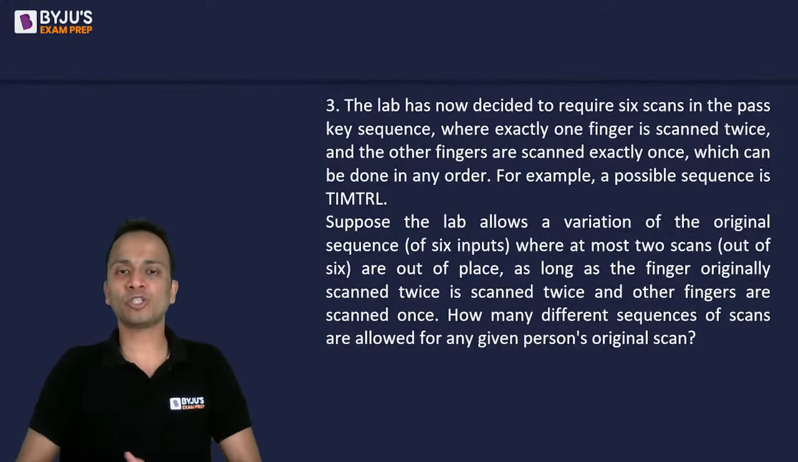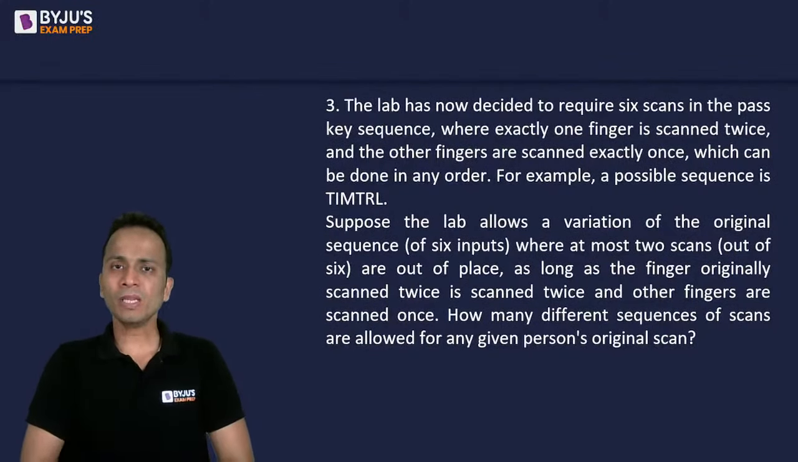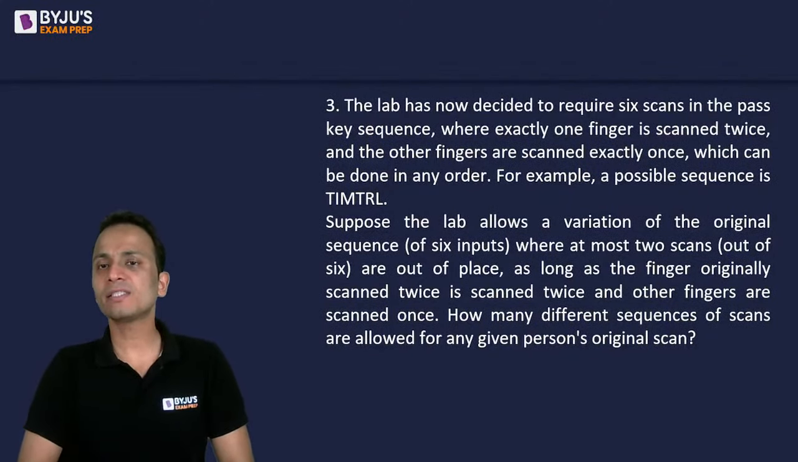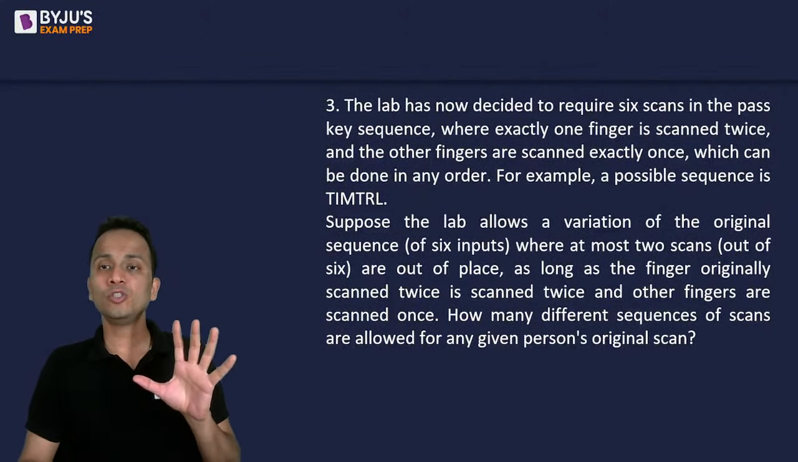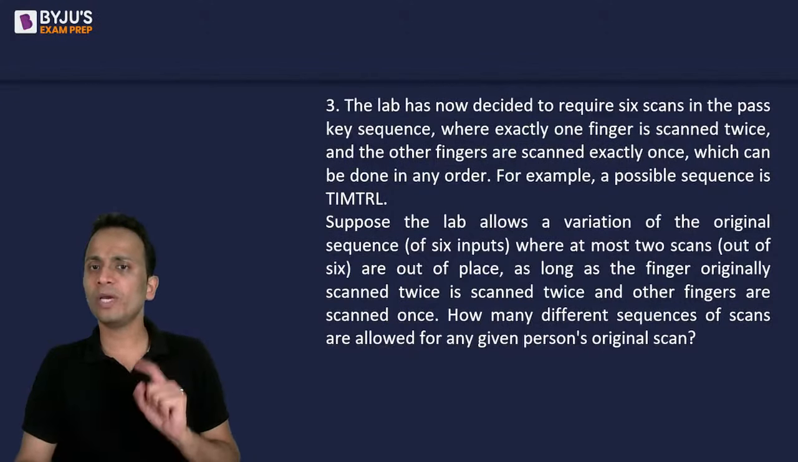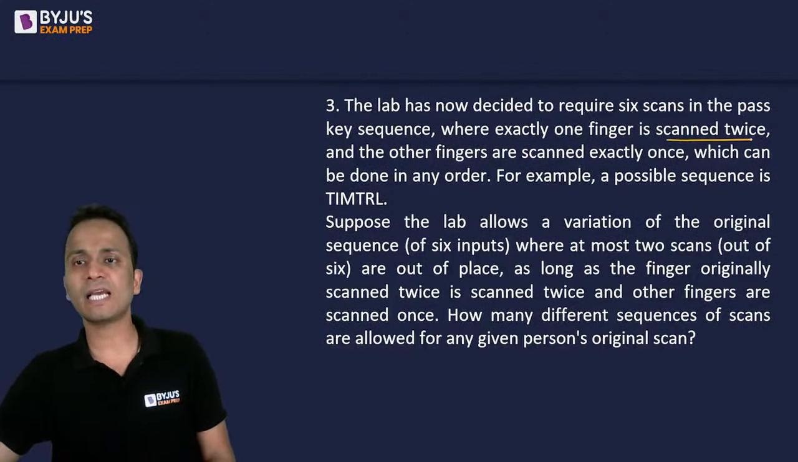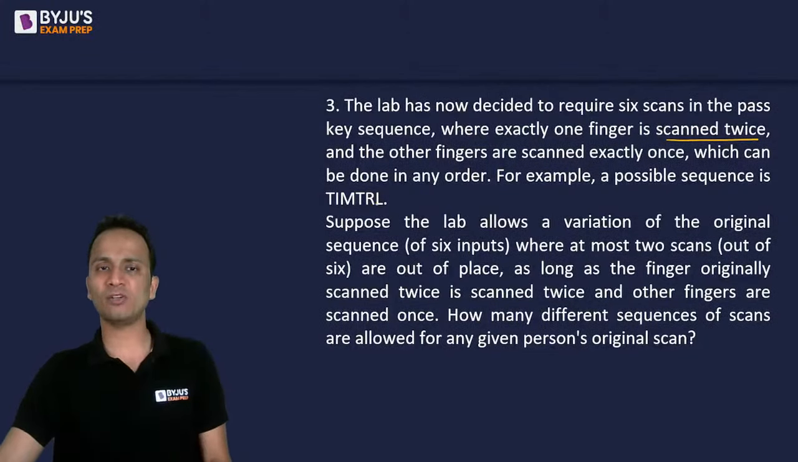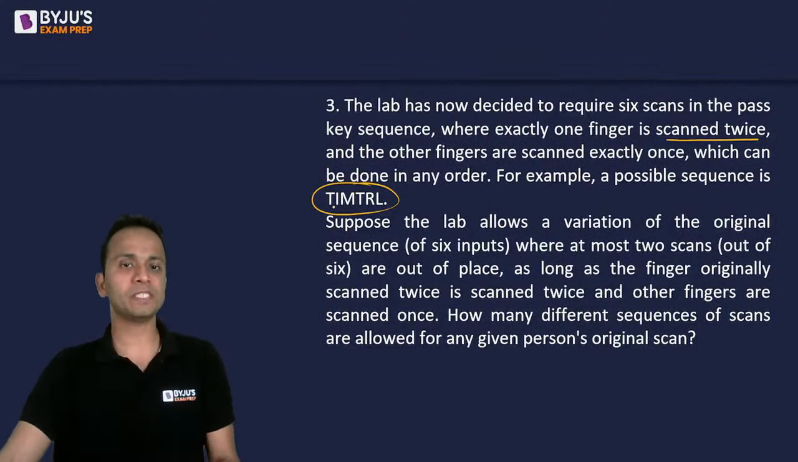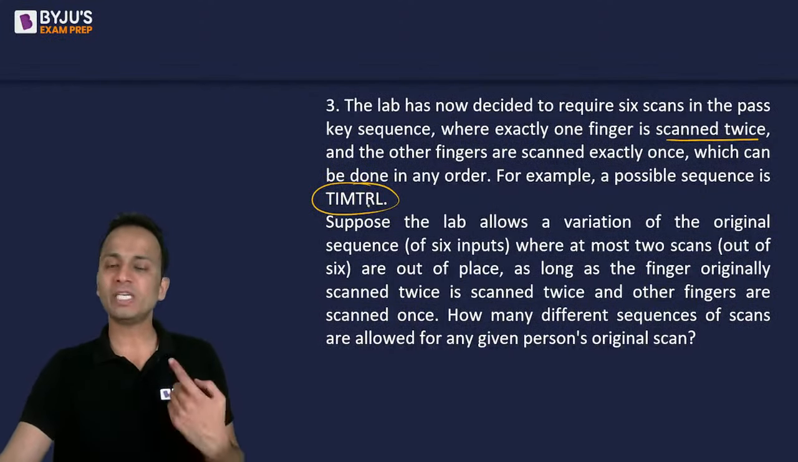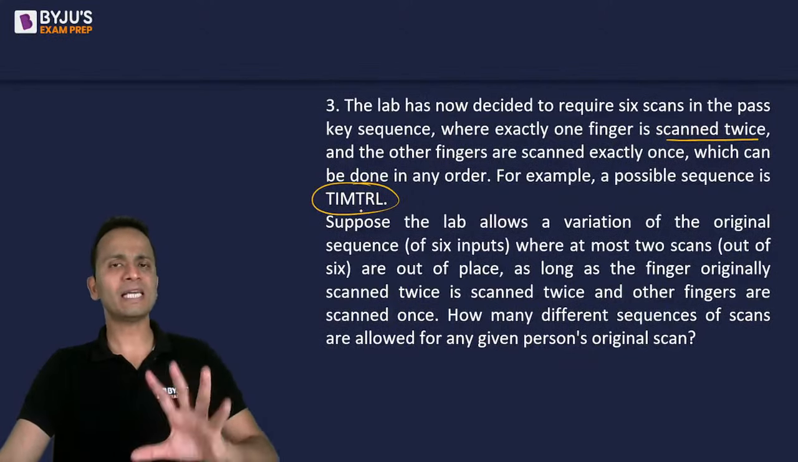Next question, the last question for this set, and then we'll move on to the next set. The lab has now decided to require 6 scans. 5 fingers हैं, but 6 scans in the pass key sequence where exactly one finger is scanned twice. So कोई भी एक finger को 2 बार scan होगा. And the other fingers are scanned exactly once, which can be done in any order. For example, a possible sequence is this. So possible original sequence is TIMTRL. So T को 2 बार scan कर दिया और T को 2 बार scan किसी भी sequence पे कर सकते हैं.